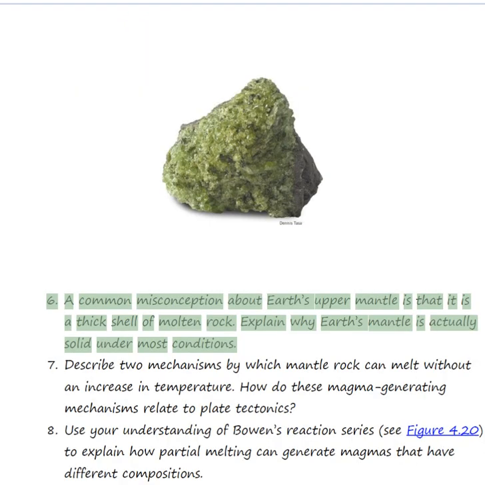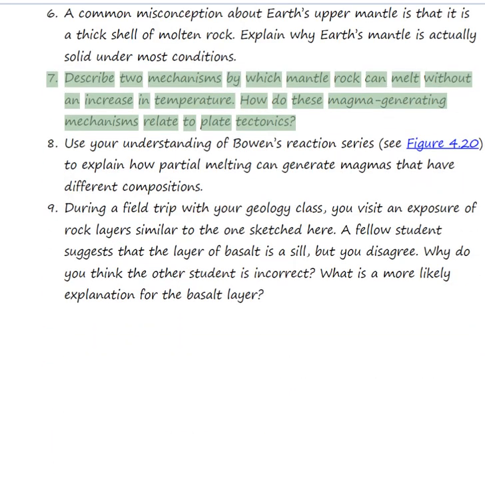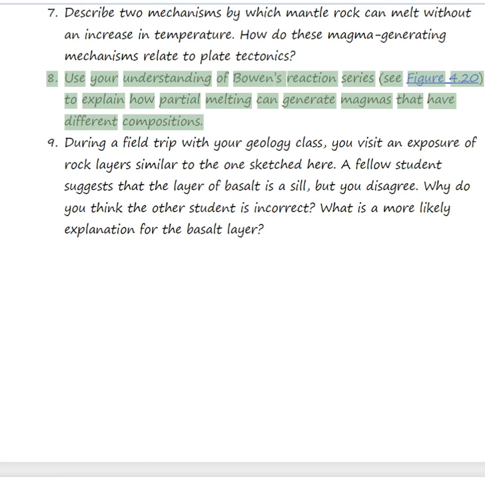6. A common misconception about Earth's upper mantle is that it is a thick shell of molten rock. Explain why Earth's mantle is actually solid under most conditions. 7. Describe 2 mechanisms by which mantle rock can melt without an increase in temperature. How do these magma-generating mechanisms relate to plate tectonics? 8. Use your understanding of Bowen's reaction series to explain how partial melting can generate magmas that have different compositions.